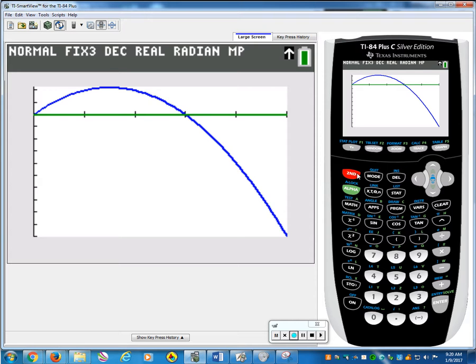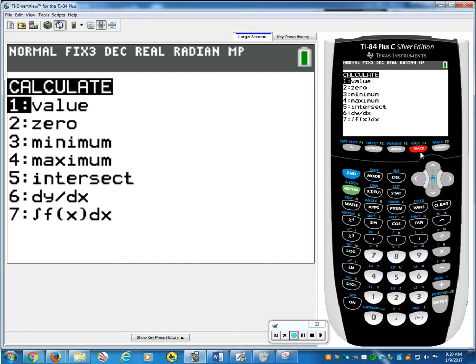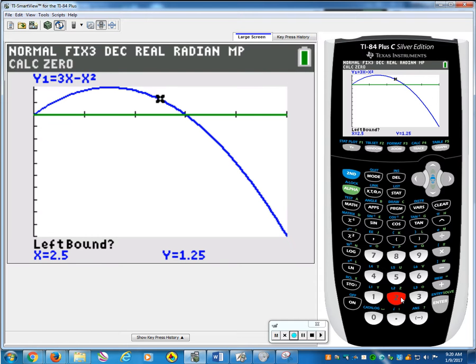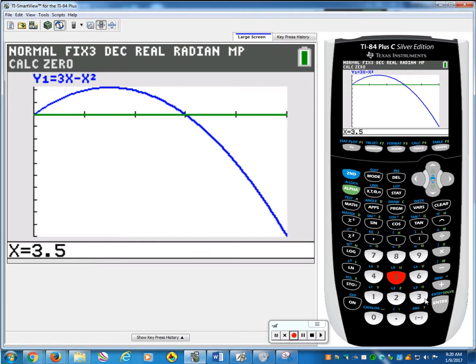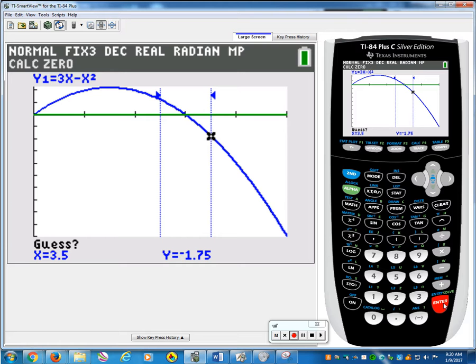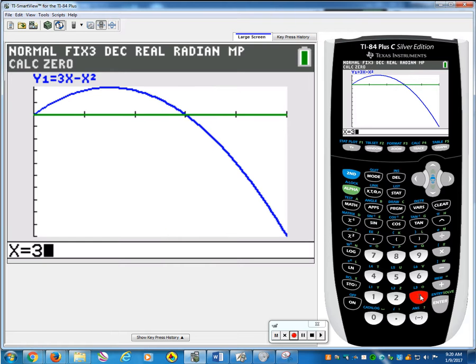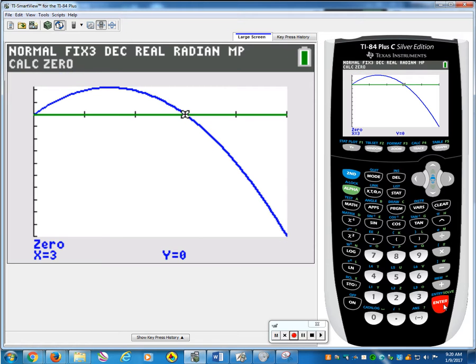So I say second, calculate. 0, left bound, that looks good. Right bound, I don't like to drive the cursor, it takes too long, so I go 3.5. Now I've got it bounded. It says guess, I'll do Eric's guess of 3. Okay, perfect. Because this comes out without any decimals, you don't have to store it. Just remember it's 3.